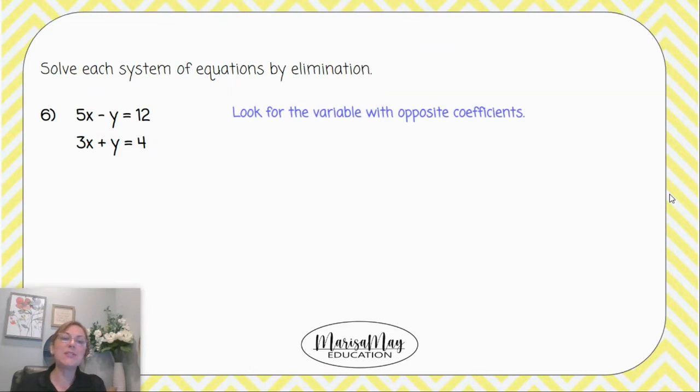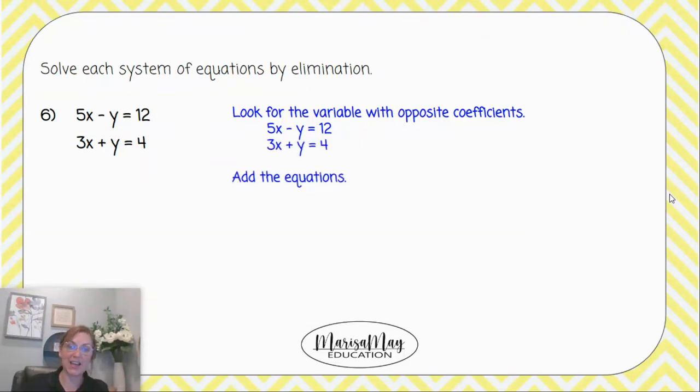What you want to do is to look for the variable that has the opposite coefficients. When I say opposite, I mean same value. One's positive, one's negative. So when you look at these 2 equations here, you see that the y's have opposite coefficients. So when we do that, we are actually going to eliminate the y variable. And the way we do that is to add the two equations together.